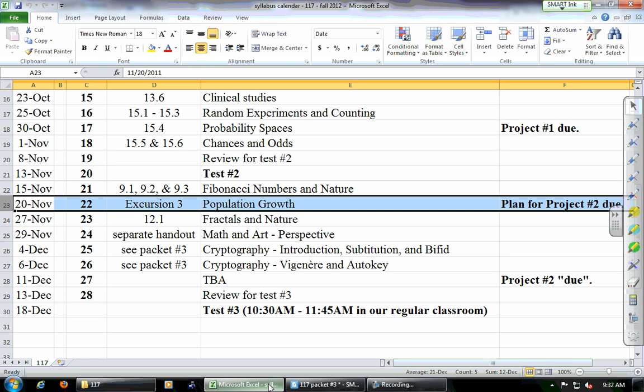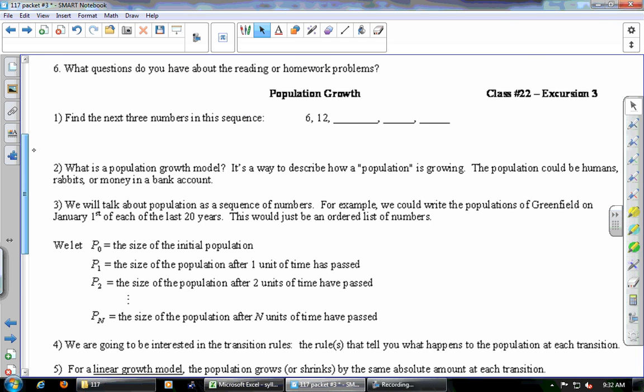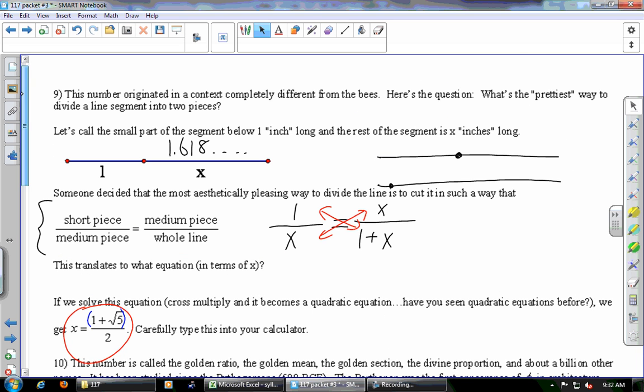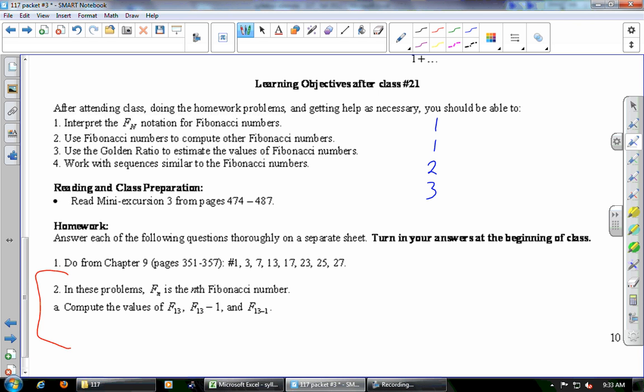So here are the kinds of things that I'm expecting you're able to do. Maybe we can just look at the list here from the learning objectives. If we go back maybe on page 10. Here we go. So in the middle of page 10, it's a list of 4 things I'm expecting you're able to do after last class. So interpret the FN notation. Maybe we can just remind ourselves. The first few Fibonacci numbers were 1, 1, 2, 3. What's next? 5. Remember, you add the previous 2. What's the next one? 8. One more? 13. So the rule is pretty straightforward, just add the previous 2 numbers.